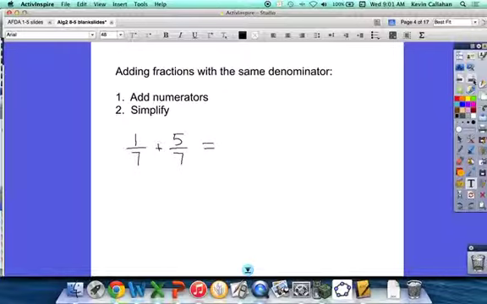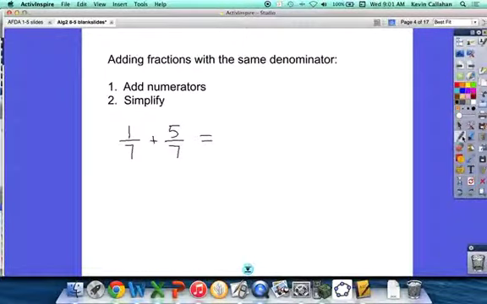First, what if fractions already have the same denominator? How do you add them? Add the numerators, right? If the denominators are already the same, you don't need to find the common denominator. You just add the numerators, right? That'll be 6 over 7. Right, that's the process for adding fractions that already have the same denominator, which seems kind of simple, all right?